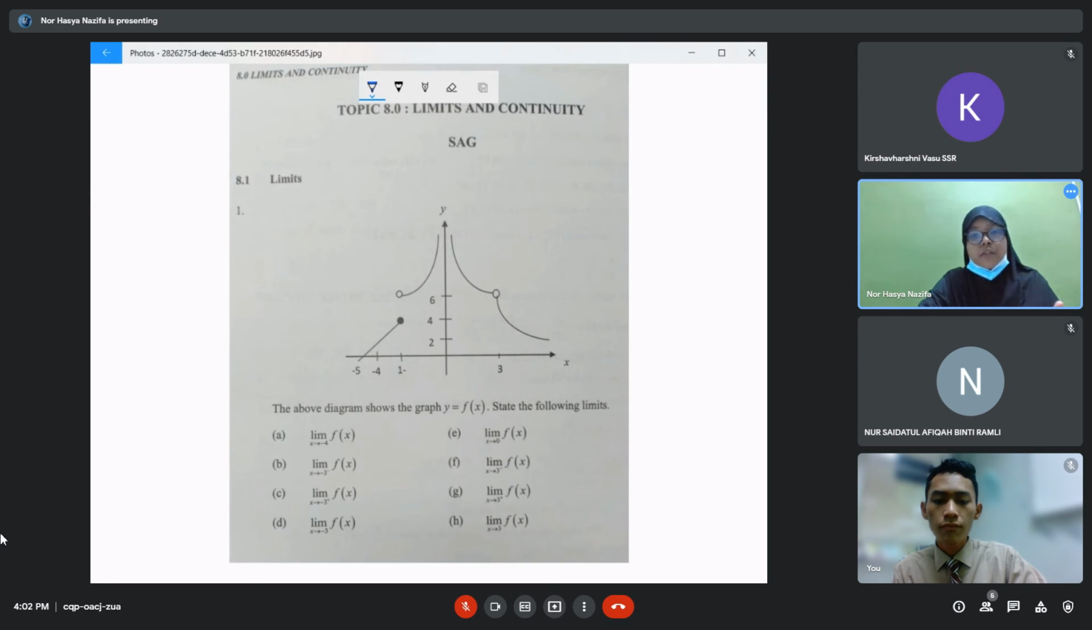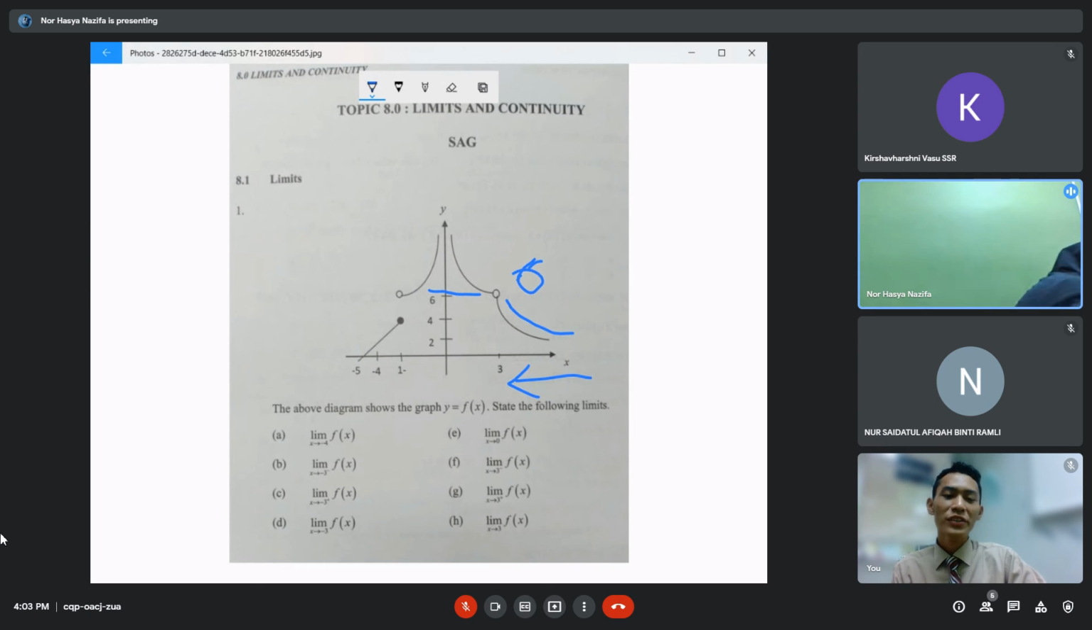For question G, the question asks for x approaching 3 from the right. As we can see from the graph, the line f(x) is approaching 3 and is equal to y 6. So in conclusion, x approaching 3 from the right is equal to 6. Alright, that's all from Saidatul.